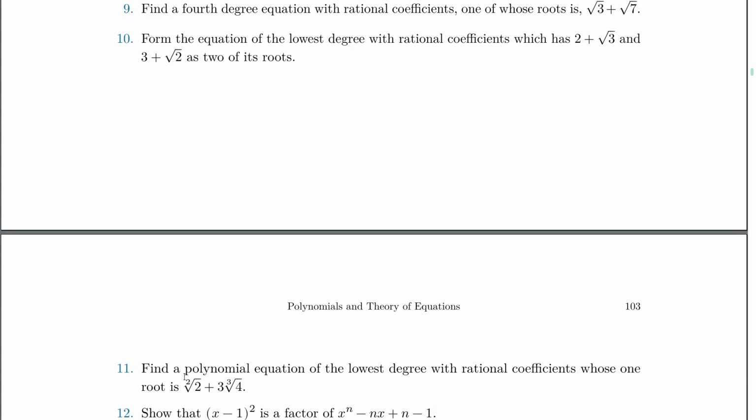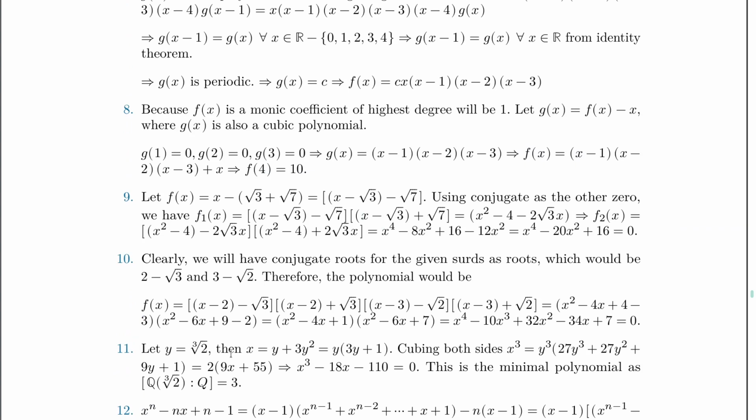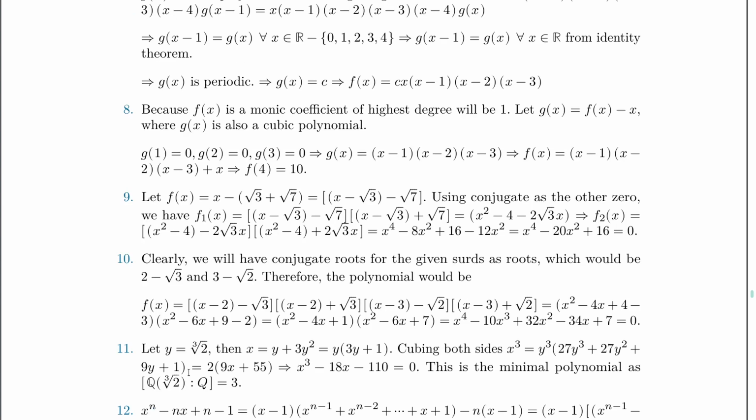Question 11 says: find the polynomial equation of the lowest degree with rational coefficients, one of whose roots is square root of 2 plus 3 into third root of 4. As always, there is some typing mistake. This should also be third power of 2. So we let y is equal to third root of 2. Then we have x is equal to y plus 3y square, or y is equal to 3y plus 1.